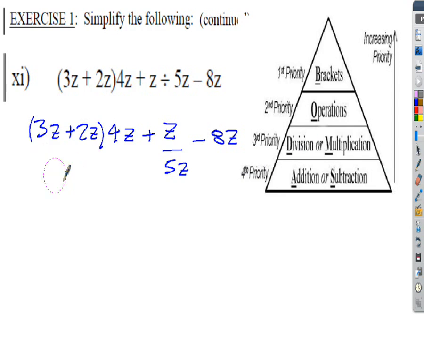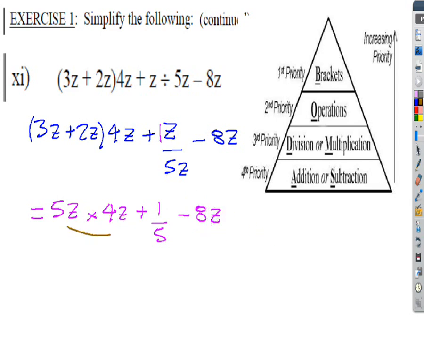So our first precedence here is with the bracket, then with the multiplication and division. So evaluating the bracket, 3z add 2z is 5z, which is multiplying by 4z. If it helps you, think of this being 1z upon 5z here, so the z's cancel to leave us with 1 upon 5, and we're subtracting 8z.